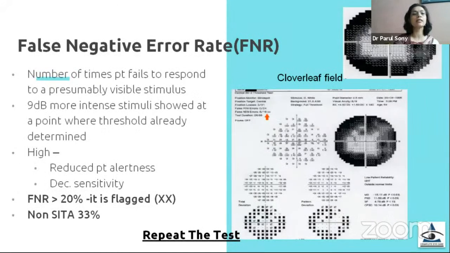Another important thing is a false negative error. Now, this happens when the patient is supposed to respond to a stimulus, but he does not press the trigger. This could happen if the patient is very tired. So if the patient has been waiting for a very long time and then you take him for a field, you can have something like a clover leaf type of field, in which in the center part the patient is doing very well, but as the duration progresses, the patient loses attention, and you can have a lot of artificial blind spots. So again, this is tagged as double cross if they are more than 20%.